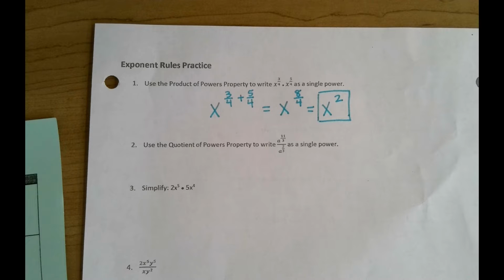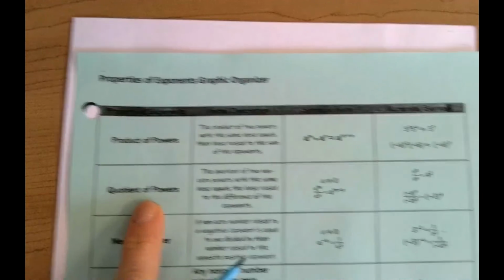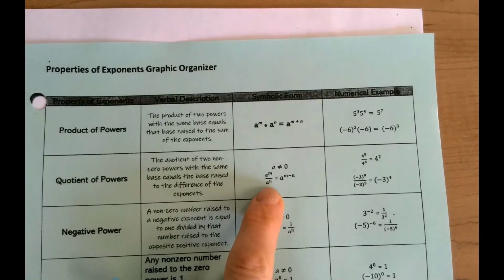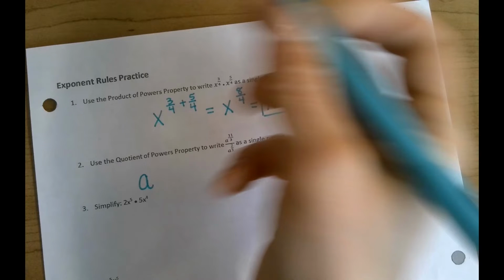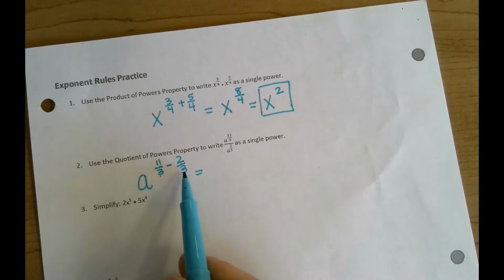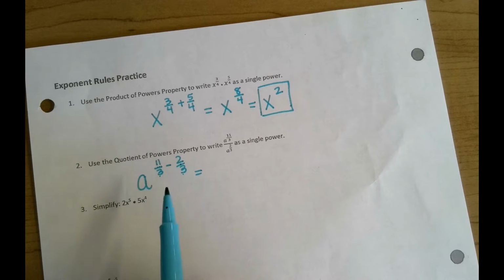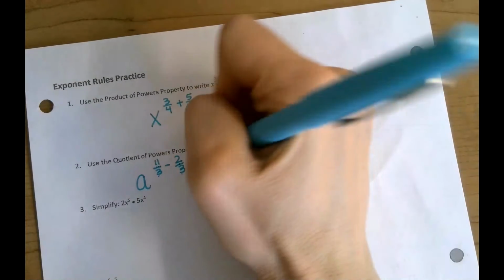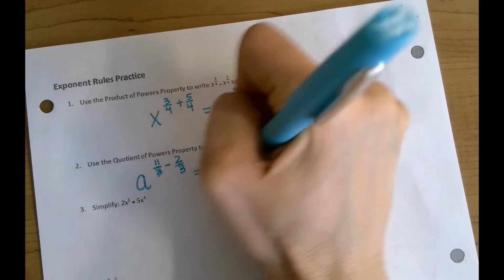Then we have number 2, use the quotient of powers property to write a to the 11/3 power divided by a to the 2/3 power as a single power. So let's go to our quotient of powers. When we see the fraction, that also means division, and we subtract our exponents that have the same base. So a to the 11/3 minus 2/3. They have the same denominator, so I'm going to subtract the numerators. 11 minus 2 is 9, so a to the 9/3.